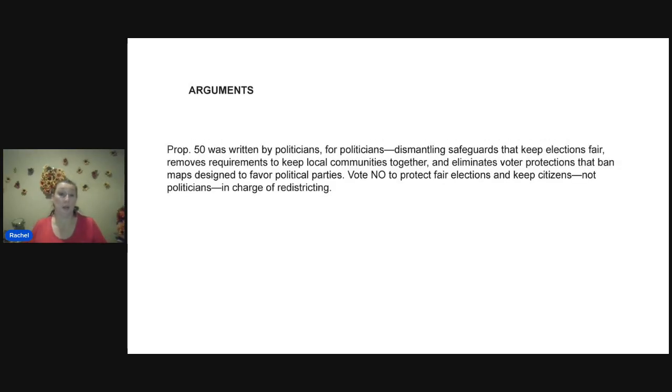Prop 50 was written by politicians for politicians. This is the nutshell again, sorry. It dismantles safeguards that keep elections fair, removes requirements to keep local communities together, and eliminates voter protections that ban maps designed to favor political parties. Vote no to protect fair elections and keep citizens, not politicians, in charge of redistricting.